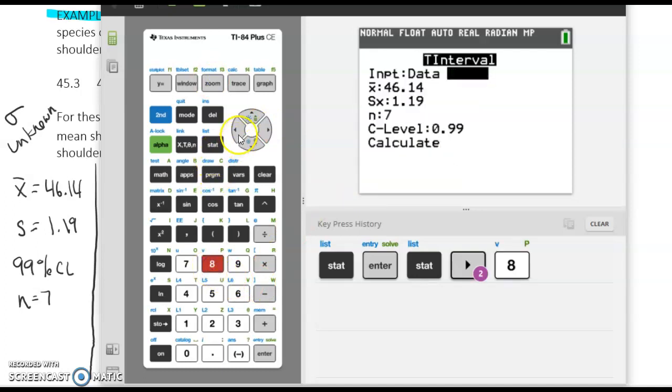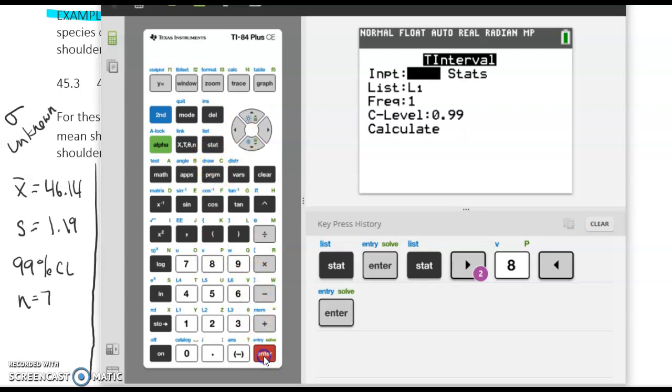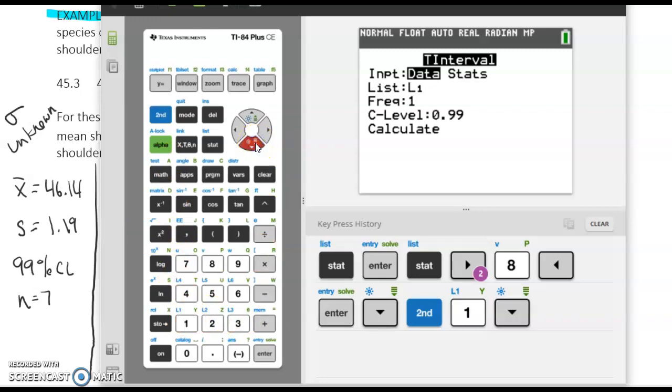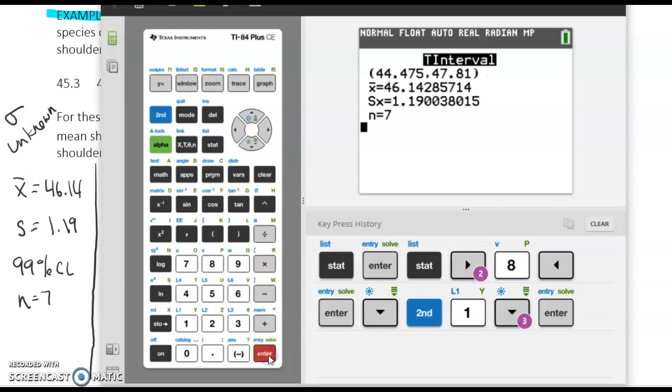And this time, highlight the word data and press enter. I put my data in list 1, so I want to make sure I have list 1 covered. Remember, you press second and then the number for whatever list you put your data in, -1. Frequency, just leave as is because we didn't use the frequency. Make sure you have a 99% confidence interval. Go ahead and press enter, and you should come up with the same confidence interval once again for a third time.